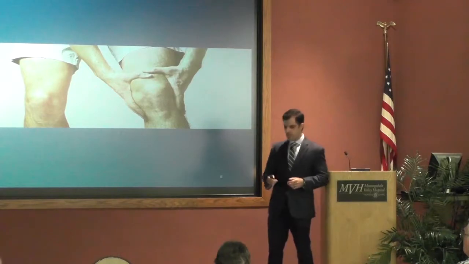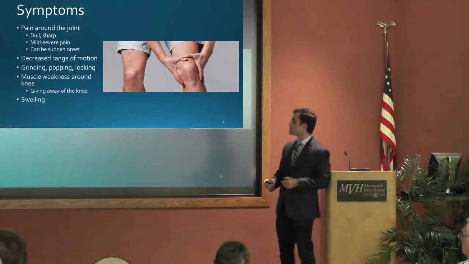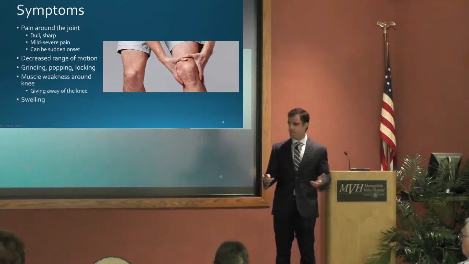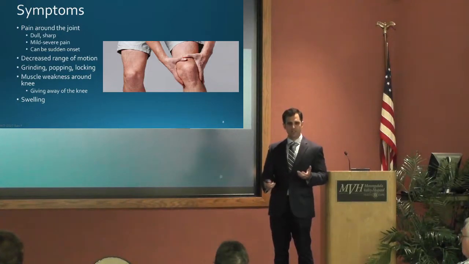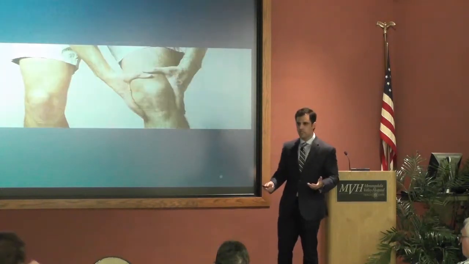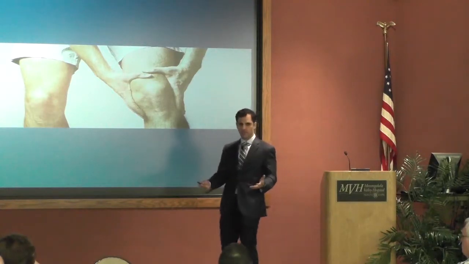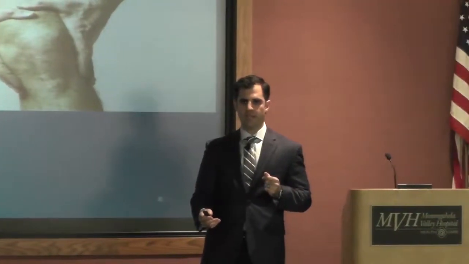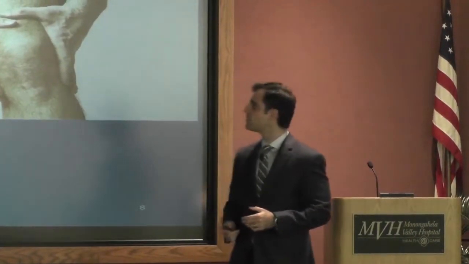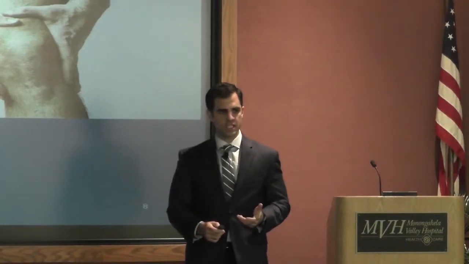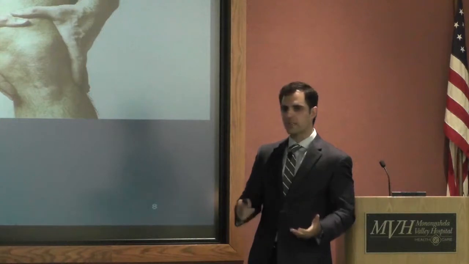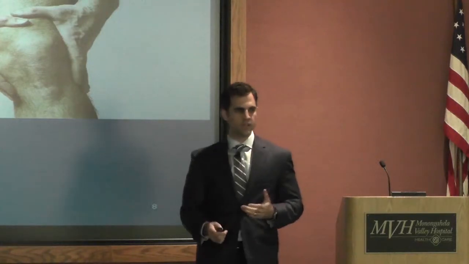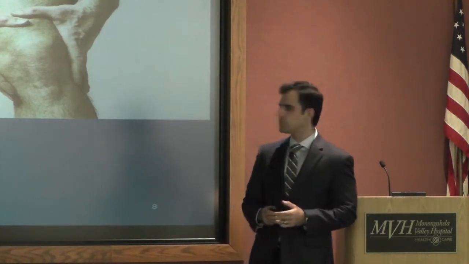Okay? Here's what arthritis feels like. You get pain around the joint. It can be a dull or sharp pain. It can range from mild to severe pain. And it can come on suddenly. Some people think arthritis has to come on slowly, but you can have flares of arthritis. So you can get a sudden flare of pain, and that can be arthritis. You can have decreased range of motion in the knee, grinding, popping, locking sensations in the knee, muscle weakness around the knee, which gives a feeling of giving way of the knee, and swelling.